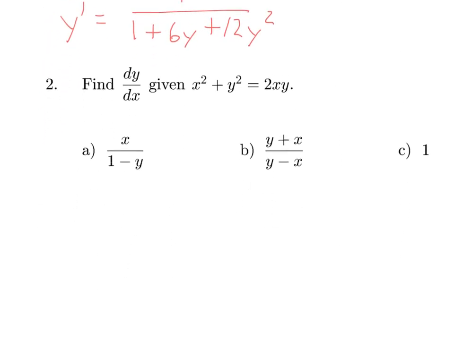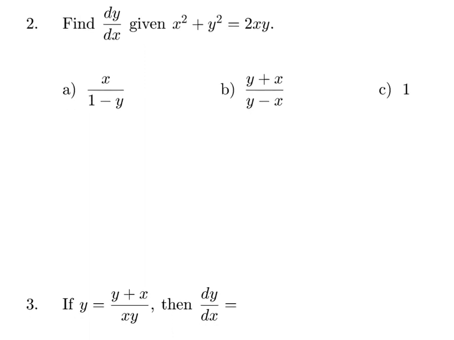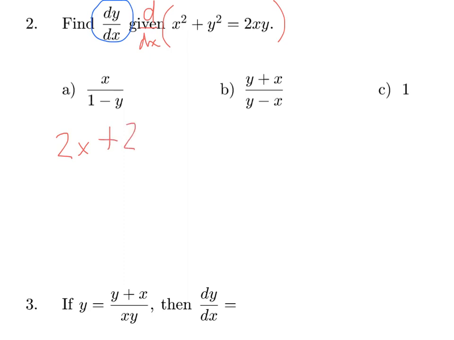Moving down to number 2, we're looking for dy dx, which is exactly the same as y prime. We're going to solve this problem the exact same way. We take the derivative implicitly of this entire equation. The derivative with respect to x of x squared is 2x. The derivative of y squared is 2y times y prime.